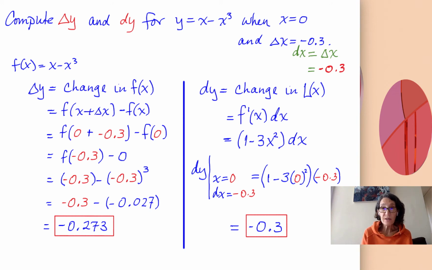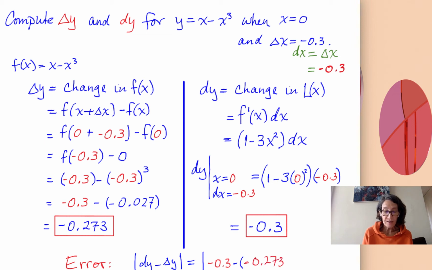All right, so look at these two numbers. Delta y was negative 0.273 and dy was negative 0.3. And so these numbers are sort of close together. How far apart are they? So that's called the error, the distance between these two numbers. So it's always the absolute value of the difference, because the difference could be negative, and we don't care about the sign. We just want to know the distance, which is positive. So we take the absolute value.